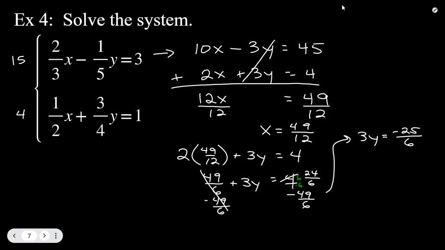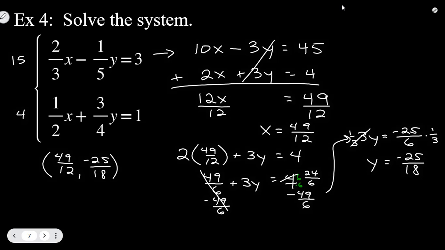Okay, yes, go ahead. And then, because we have fractions, you're right, several of you have said this, instead of dividing by 3, which you could do with a calculator just fine, by hand it's easier to multiply by 1/3, because it is the reciprocal of 3, and it will cancel. This will give us y equals negative 25 over 18. So that means our solution is that x equals 49 over 12, y equals negative 25 over 18.